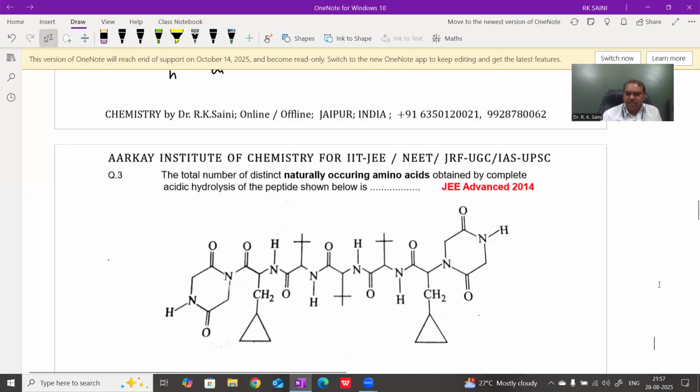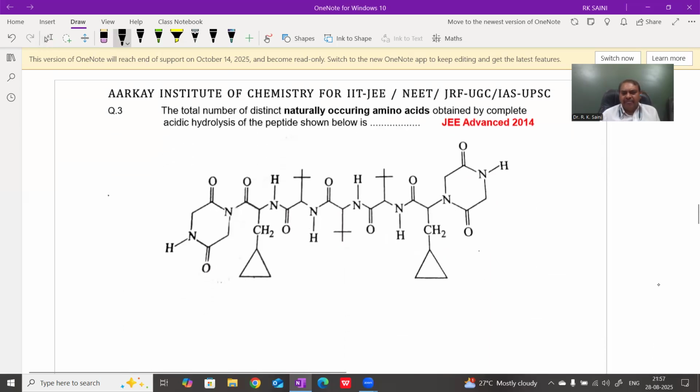Question number 3. This question was also asked in JEE Advanced. Total number of naturally occurring amino acids. Dear students, it is very important for you to learn all 20 essential amino acids which make protein or polypeptide chain. Because if you learn the structures of all, then you can solve this question.